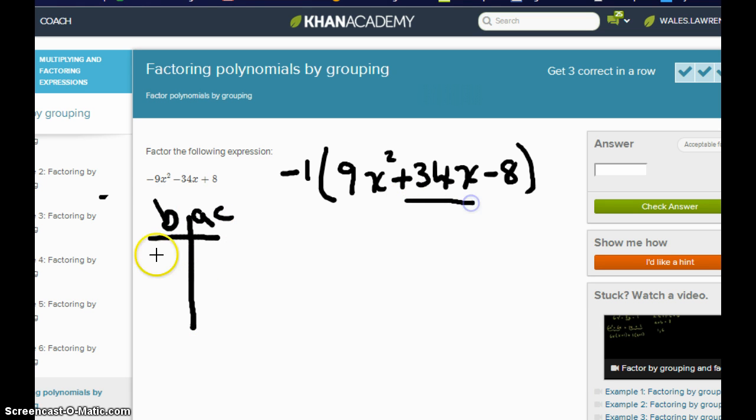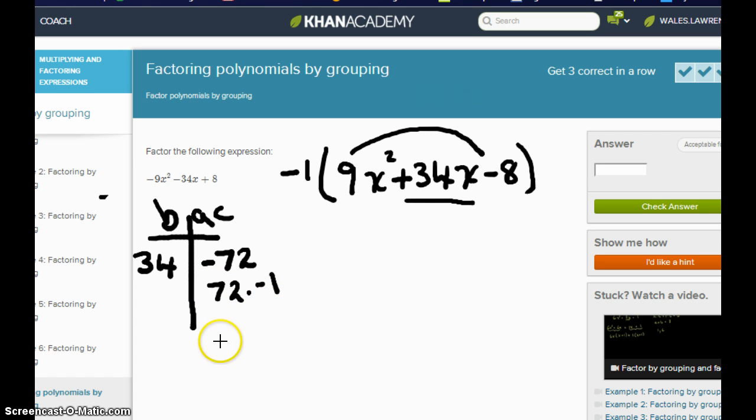So I'm adding to 34, and I'm multiplying to 9 times -8, which is -72. I know that my number is going to have to be positive, and in order to get a negative number I need to multiply a positive times a negative. So I'm going to start with positive 72 times -1. That doesn't work, so now I'm going to try -2. 2 into 72 is 36, and 36 minus 2 is 34.